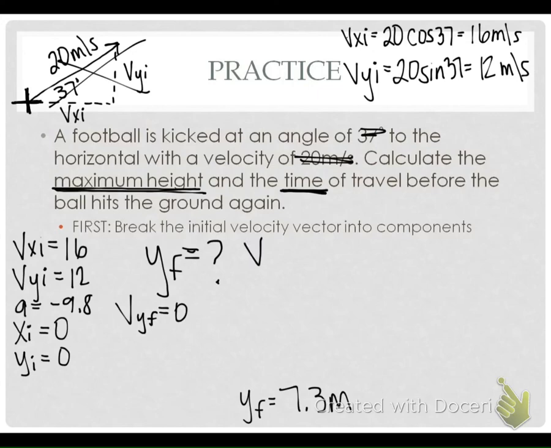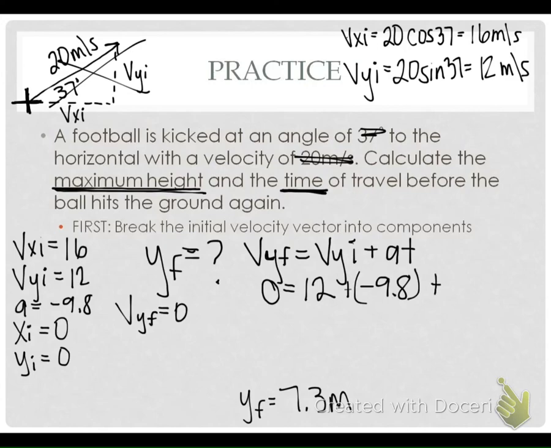V sub yf equals v sub yi plus a t. So what's v sub yf going to be? 0. And v sub yi is going to be 12 plus negative 9.8 times time. So what's time equal? 1.2. Yeah, 1.2.